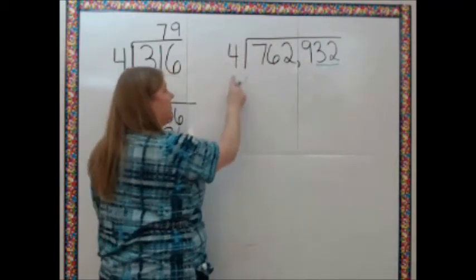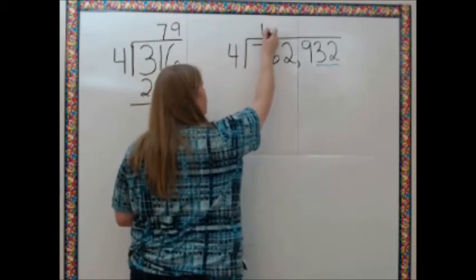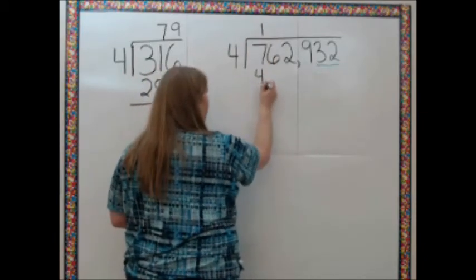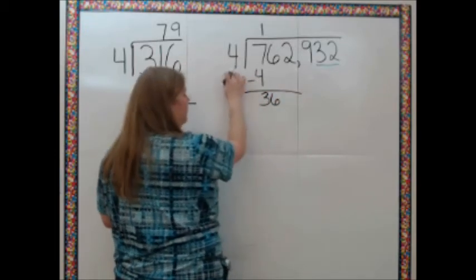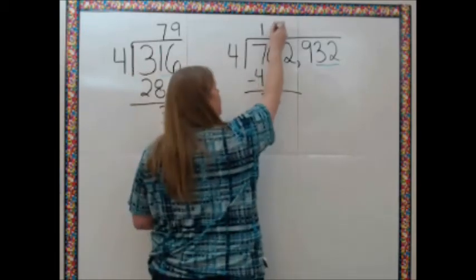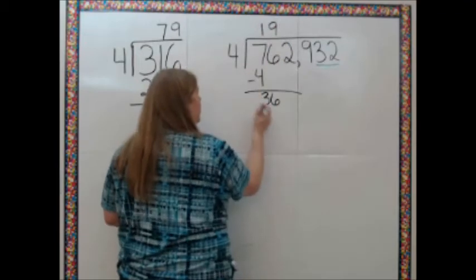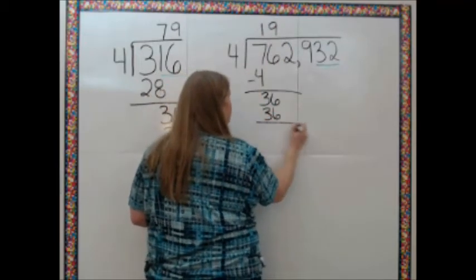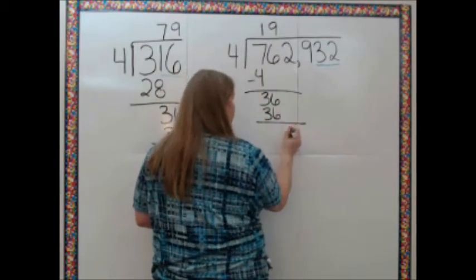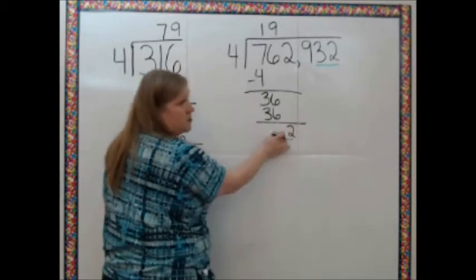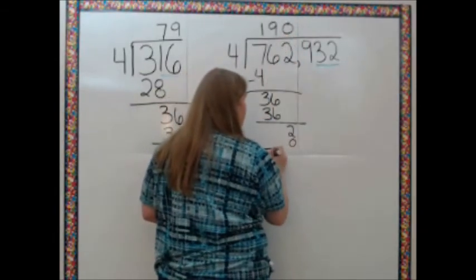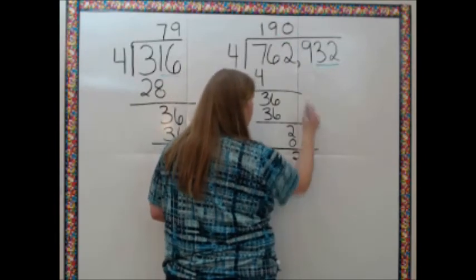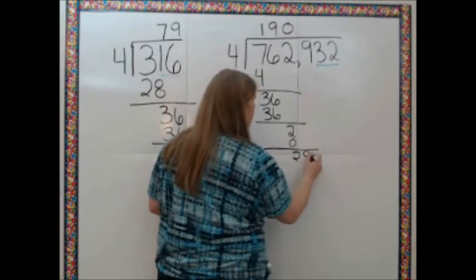All right, so 4 goes into 7 once. 1 times 4 is 4. Subtract, you get 3. Pull down the 6. 4 goes into 36 9 times. 9 times 4 is 36. Nothing, so we just bring down the 2. 4 goes into 2 0 times. 0 times 4 is 0. Subtract gives us 2. Bring down the 9.